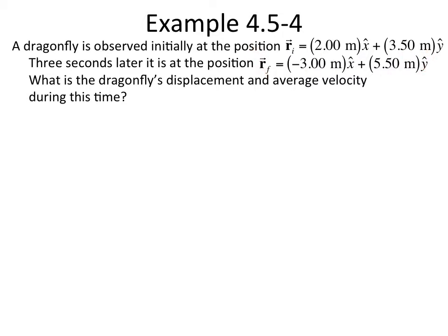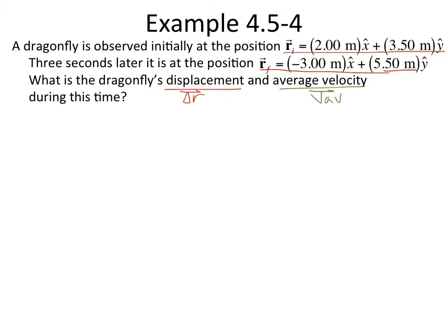Now notice that they're stated using unit vector notation. Something x hat and something y hat, and the same with this final one right here. So the question is, what is the displacement? What is the delta r vector, and what is the average velocity? That's what we want to find out.